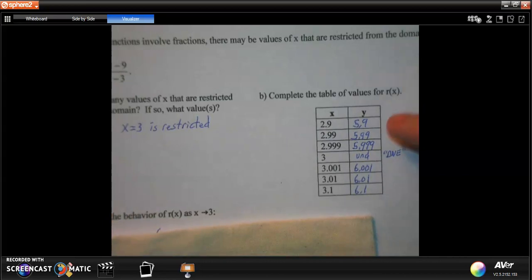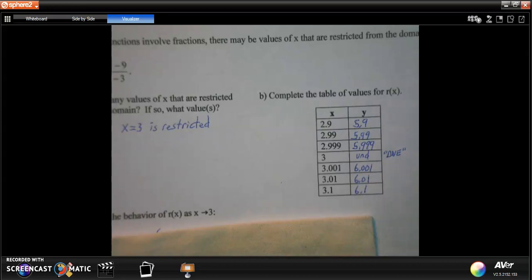Okay, not too crazy, 5.9, 5.99, and so on. We notice that when x equals 3, that's undefined. Now some of the homework, depending on the book or the system you use, will say enter DNE, so it does not exist, if it's undefined, and that's okay.